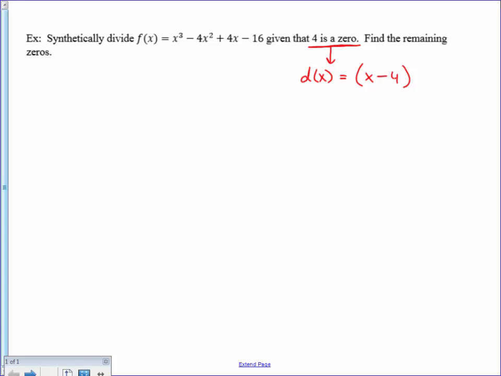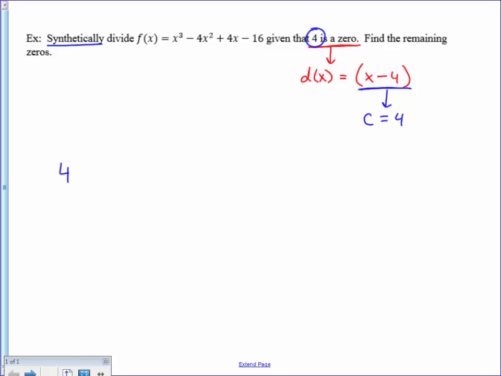Now, because I know that 4 is a 0, then I know if I divide by x minus 4, then I better have remainder 0 when I'm finished. In other words, it's going to go evenly because I've been told that it's a 0. Now, if I'm doing synthetic division, normally I'd be given the d of x. Well, in this case I wasn't given d of x, I was actually given the 0. Notice that that 0 would be the c value.